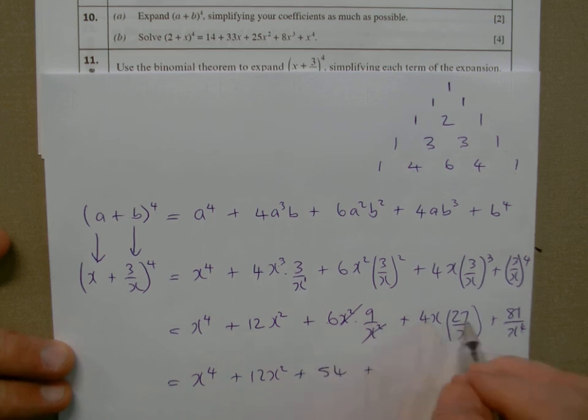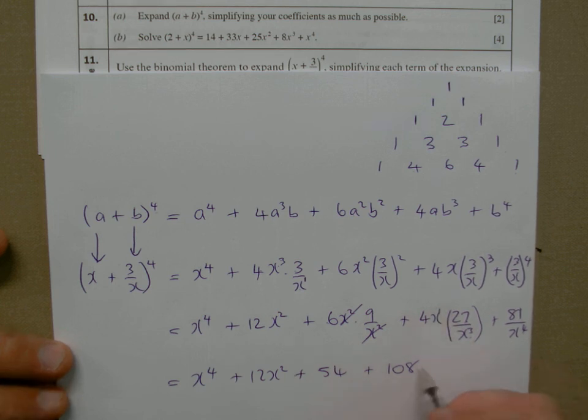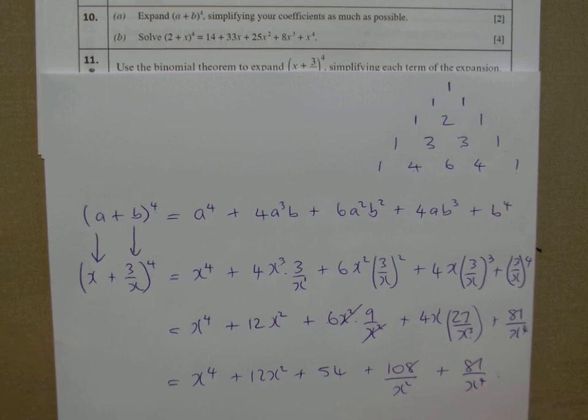Here then you've got 4 times 27. 4 times 27 is 108. With regards to the x powers, well, you've got x here to the power 1, haven't you? If you take away 3, because you've got x to the 3 on the bottom, well, 1 take away 3 is minus 2, isn't it? 1 take away 3 is minus 2, so that'll be like x to the minus 2, which of course I can write as x squared on the bottom, and then 81 over x to the power 4 then to finish off.